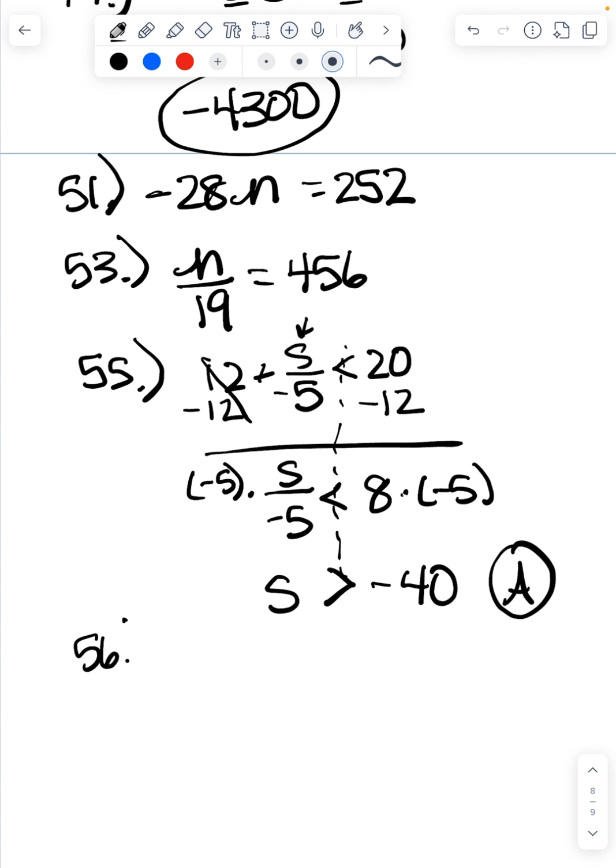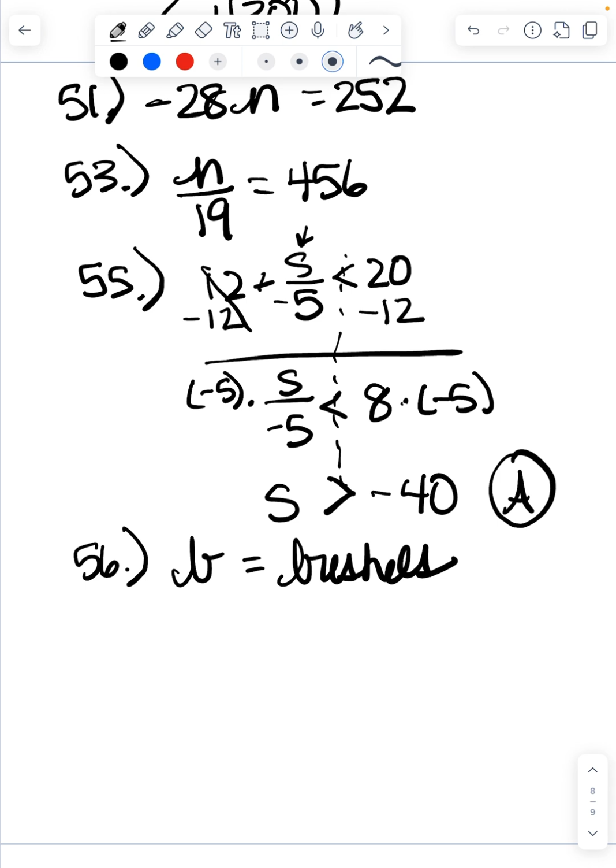And lastly, number 56. How many bushels of grain must a farmer sell if the selling price is $3 per bushel and the farmer wants to get at least $2,400? Okay, very first thing we're going to do is say, what is the variable? We need to define it based off of what the question is. How many bushels? So B equals bushels. We've defined our variable. Always the first step.